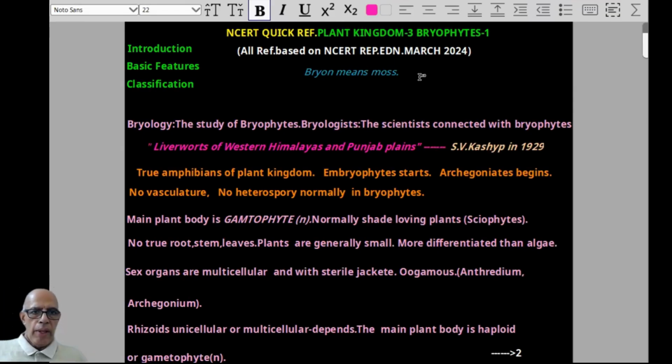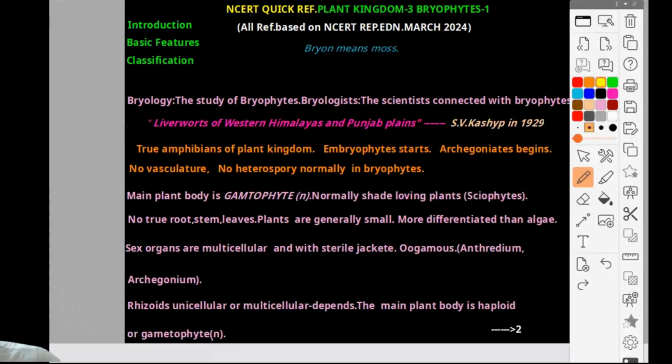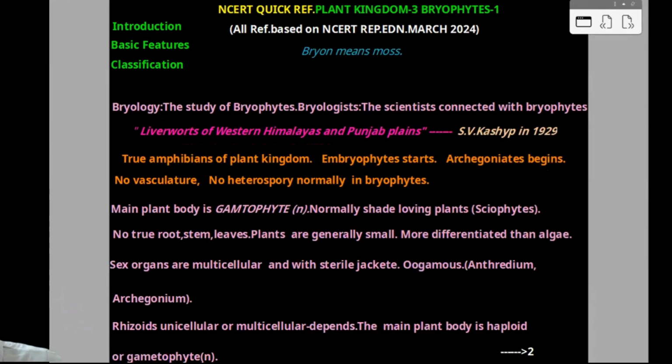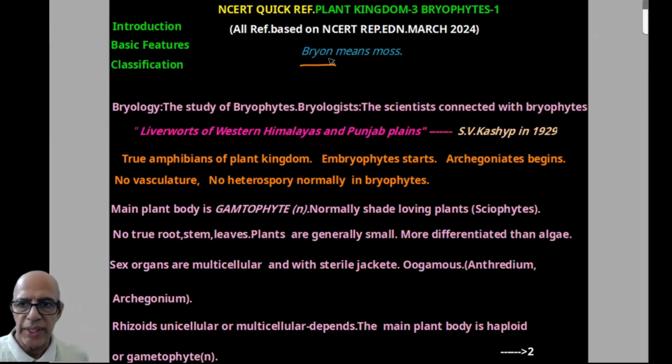Now, when we start with the Bryophyte, the term bryon means moss. Now, bryology is the study of bryophytes, and scientists dealing with bryophytes are bryologists. There is a famous Indian scientist in bryophyte, his name is S.V. Kashyap. He published an important book, Liverworts of Western Himalayas and Punjab Plain, in 1929, dealing with the bryophytes in Himalayan areas, Western Himalaya and Punjab area. Based on it, a question came previously.